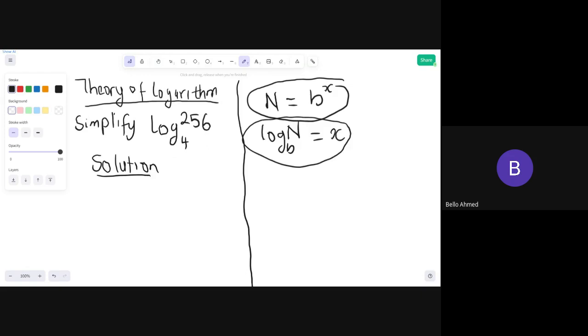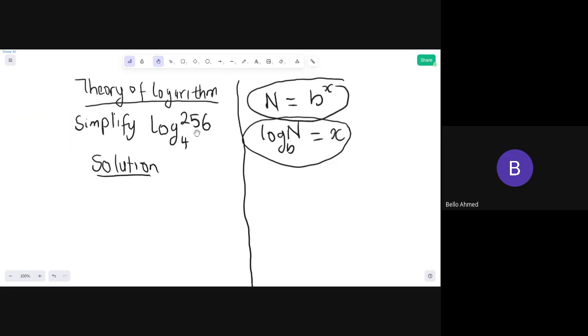If we are having logarithm form, then we can change to indices form. That is exactly what I'm trying to say. But if you check this logarithm form, you will see that it is very similar to the question we are given. That is, this 256 is standing for our n, and this 4 is standing for our base, which is b. While this x is our answer, which is the logarithm itself.